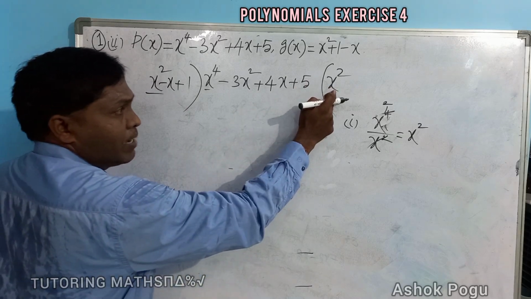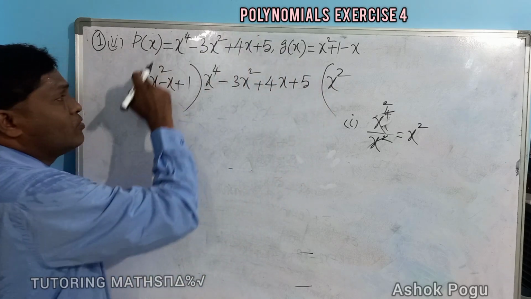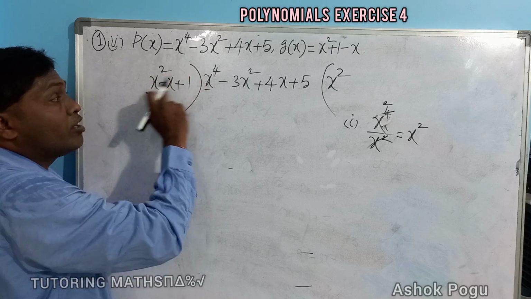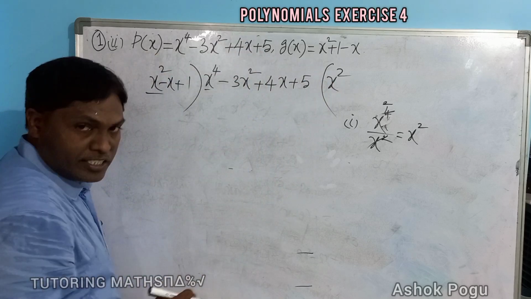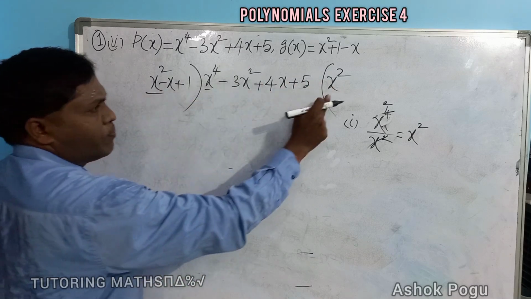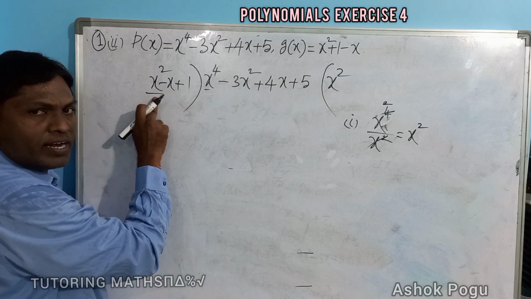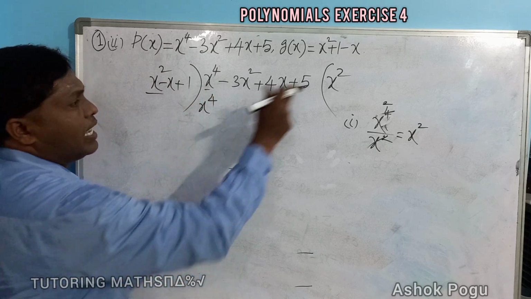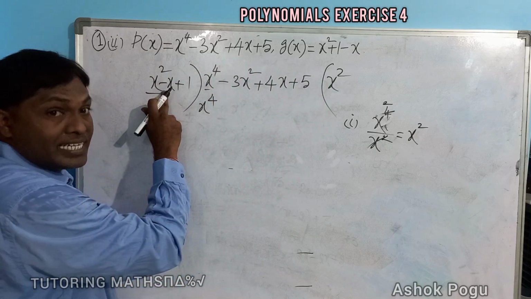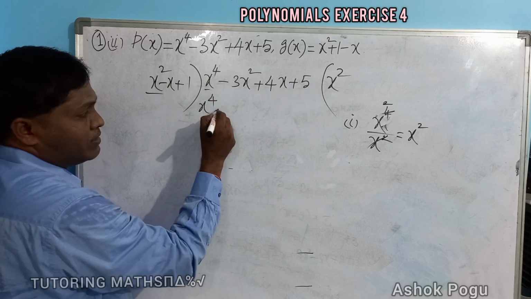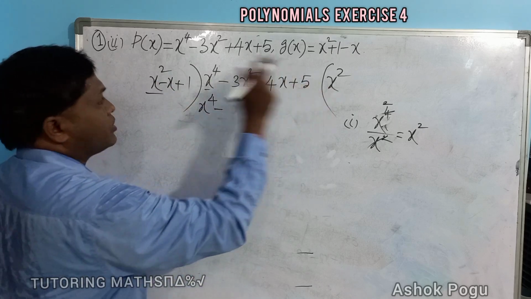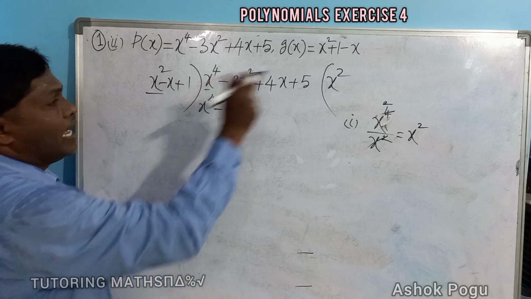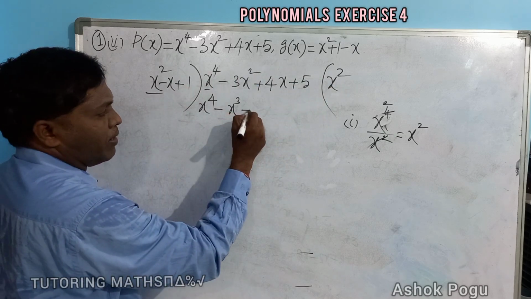Okay, start multiplying x square into the whole polynomial. Each and every term of the polynomial should be multiplied by x square. Let's start with the first term. x square into x square is x to the power of 4. And x square into minus x, plus into minus, is minus x cube. And x square into 1 is x square.